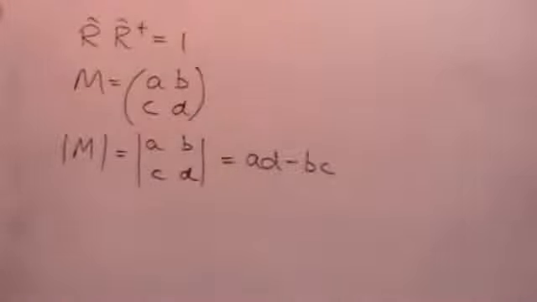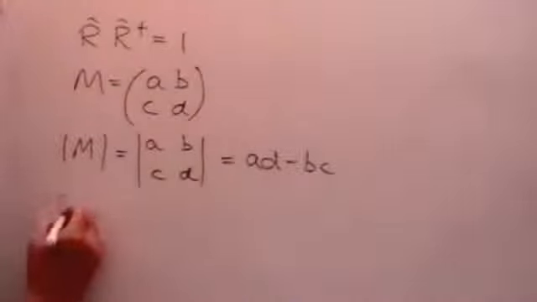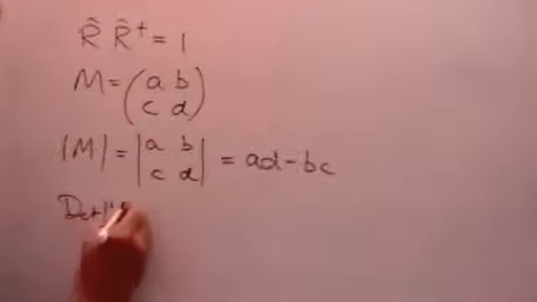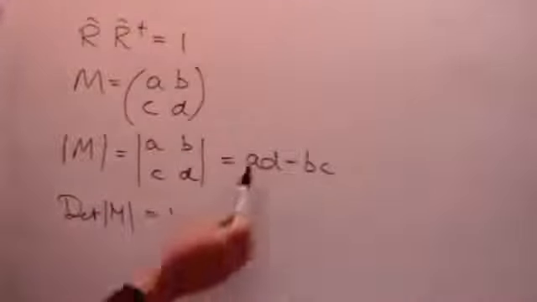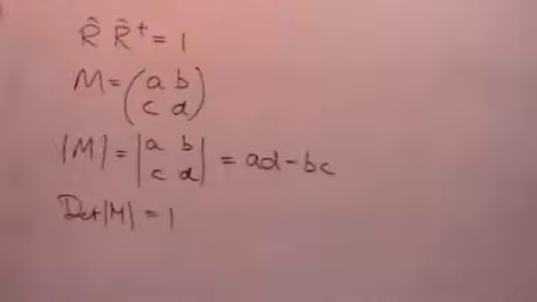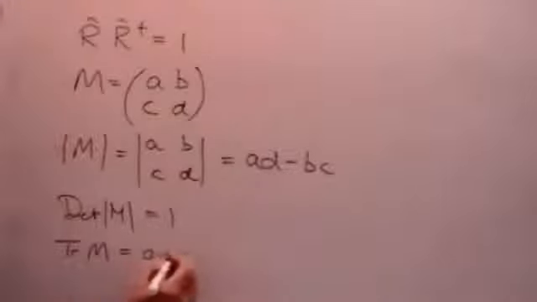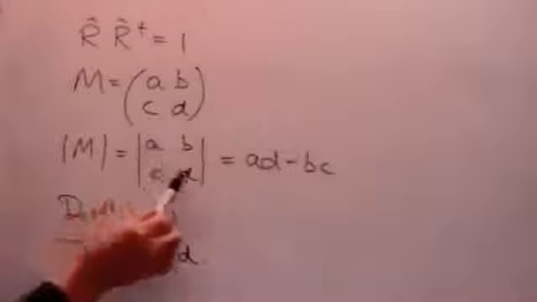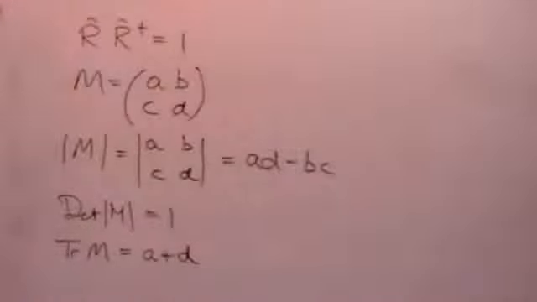It's a bit more complicated if it's a 3 by 3, but let's just stick with 2 by 2 at the moment. And what we're saying is that for a special unitary matrix, the determinant of M equals 1. So AD minus BC equals 1 is a special unitary matrix. There is also a thing called a trace of the matrix. And the trace of the matrix is simply given by the sum of the diagonal, A plus D. And for a special unitary matrix, that equals 0.